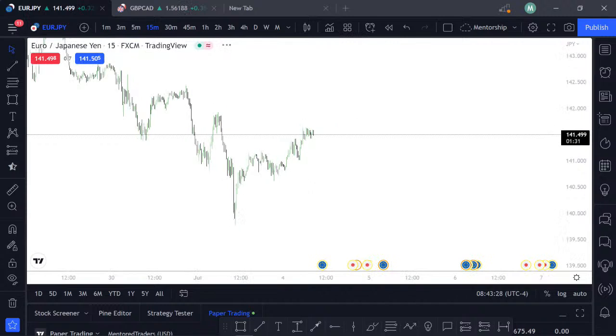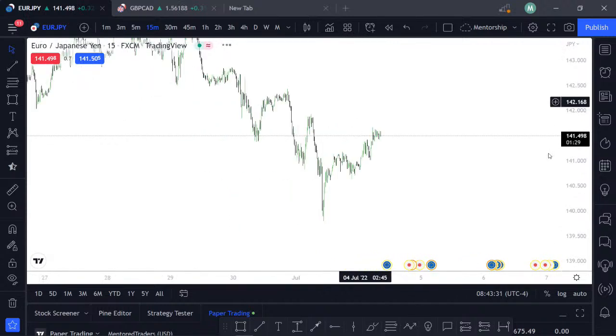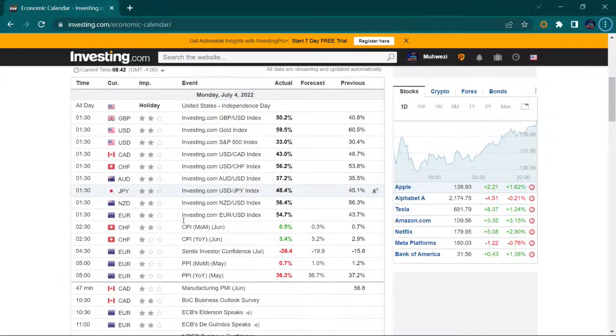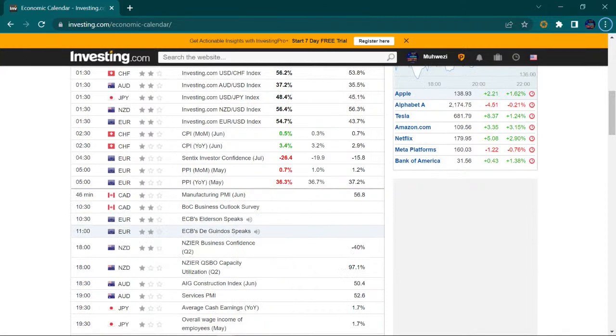What do I see here? We are starting an uptrend, a small one, right here, on both GBP JPY and Euro JPY. But note that high volatility news is expected on either the pound or the euro today. Okay, we only have speeches, and fine. Speeches also affect the market. Everything is possible in the forex market.